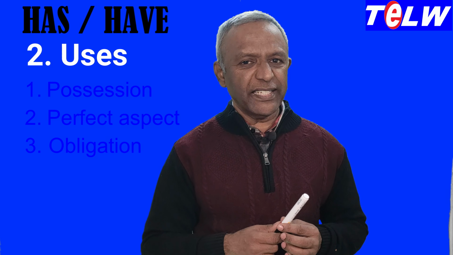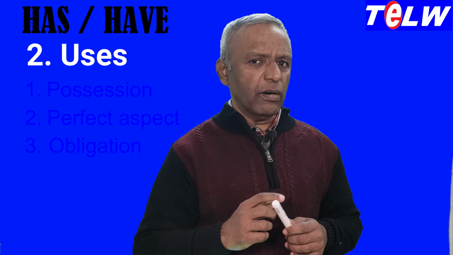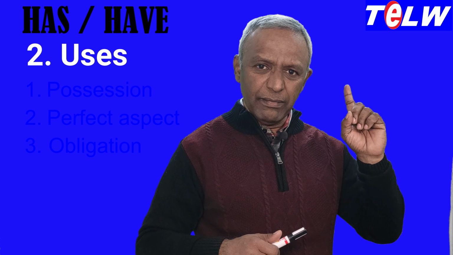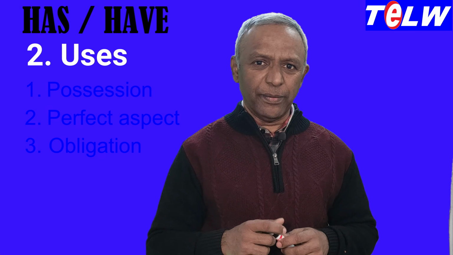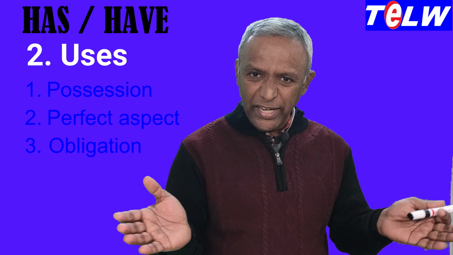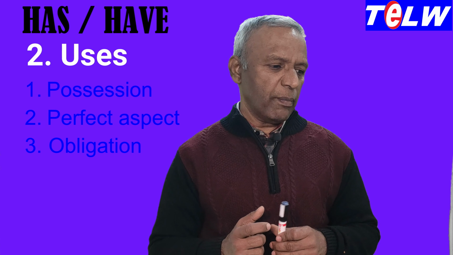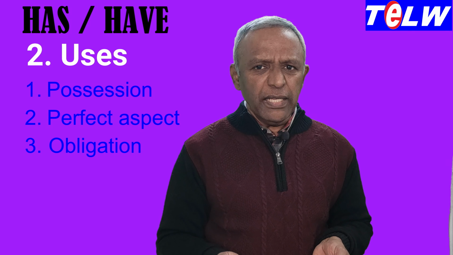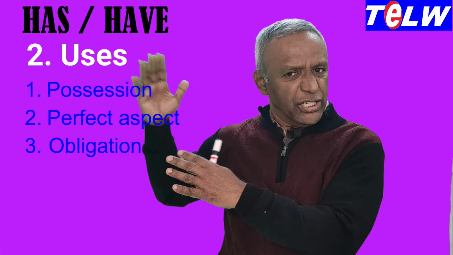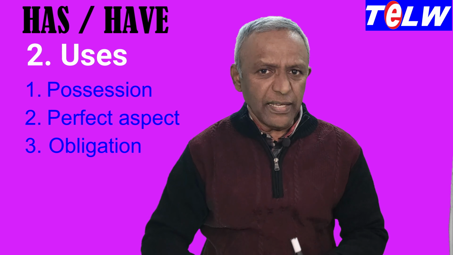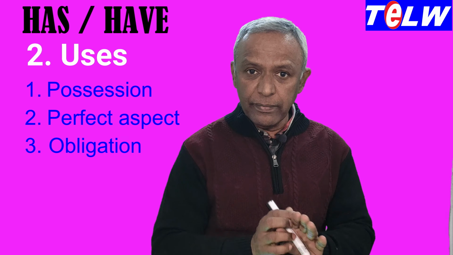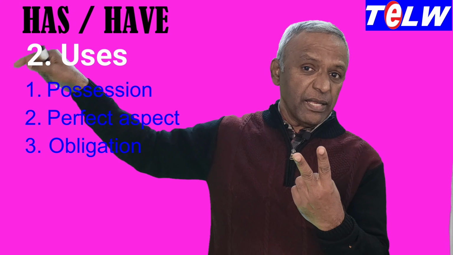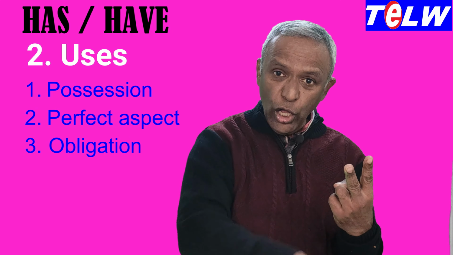The second use is the perfect aspect. We've got a video on has and have. The link is given in the description below. Maybe it's on the I button here on top. I don't know. That video looks at this in greater detail, but I'll still tell you what it is all about. The perfect aspect simply means something that has happened, finished, completed, but I'm not telling the time, or maybe I'm telling you the effect of that action in the past on the present.